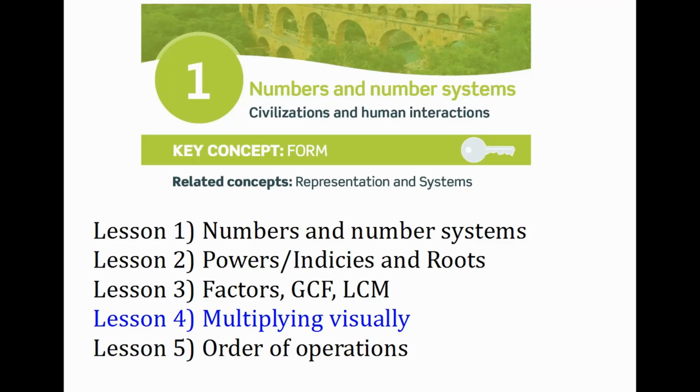Hello everyone, this is the fourth video of chapter 1, multiplying visually. In this lesson, we'll be using a different method than what you normally use for multiplication, and we will see how that could help you to multiply a little bit easier. And if it confuses you, then I guess we'll go back to what you normally use.